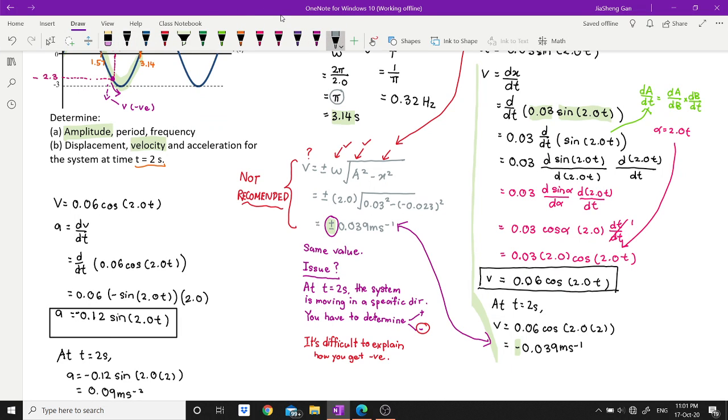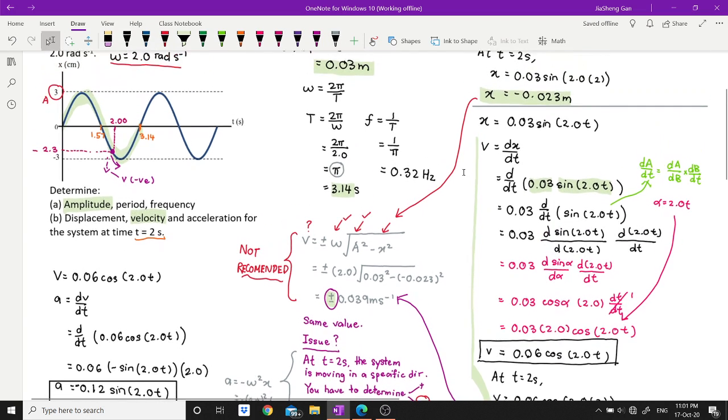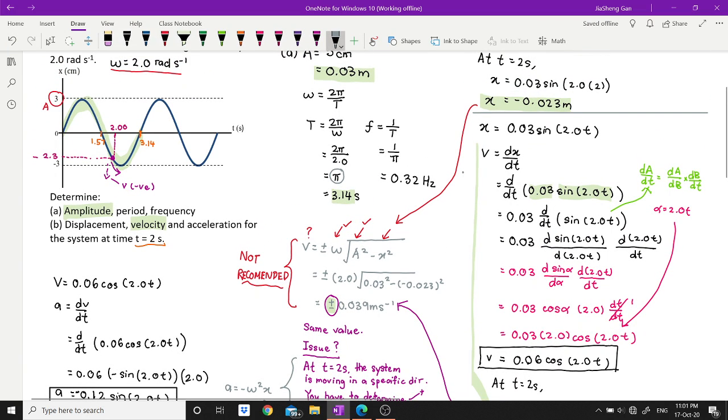Again, you might be thinking of another way, which is a equals negative omega square x. Again, you will face the same issue. You'll be able to get the answer. The thing is, you'll be unsure about the sign. Wait, oh, here you have no problem. You can just do your substitution safely. This one is 2.0 square, and the x you can just copy from up there, which is negative 0.023. If you're not sure where you should be looking, you should be looking here.